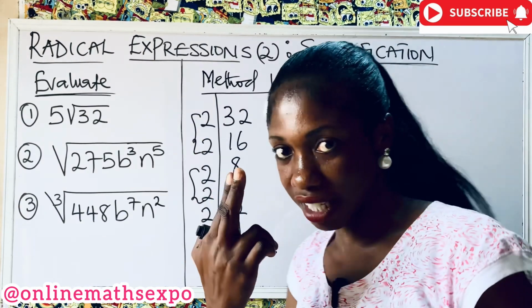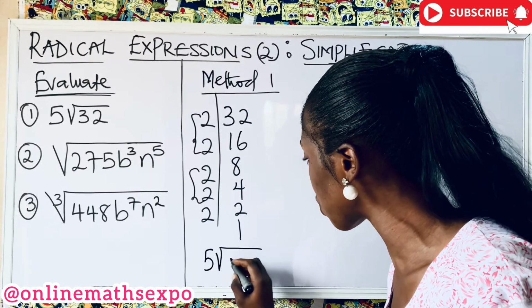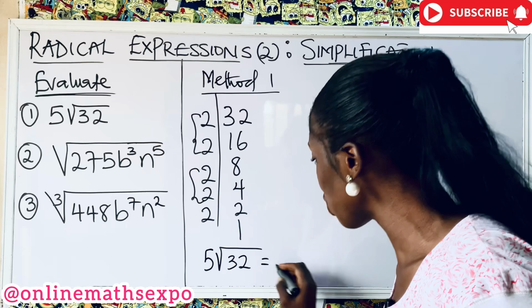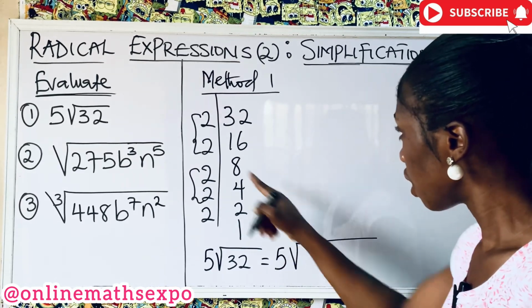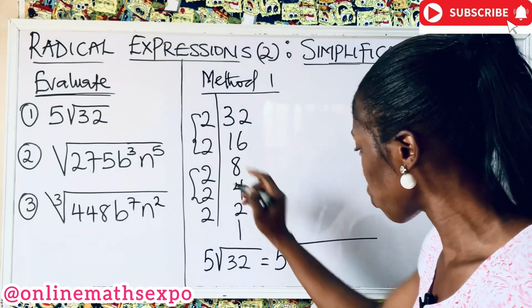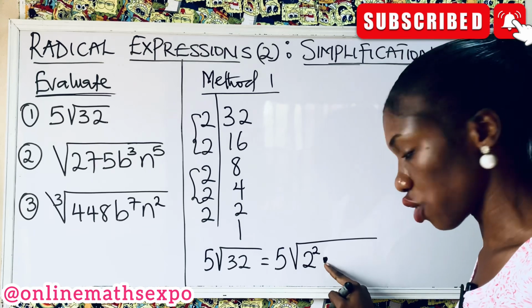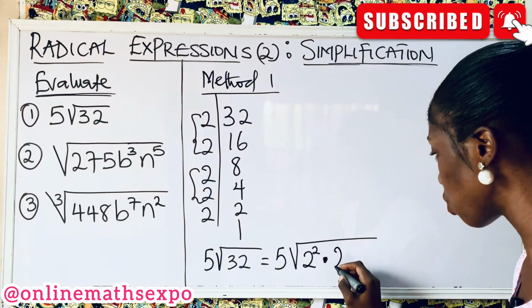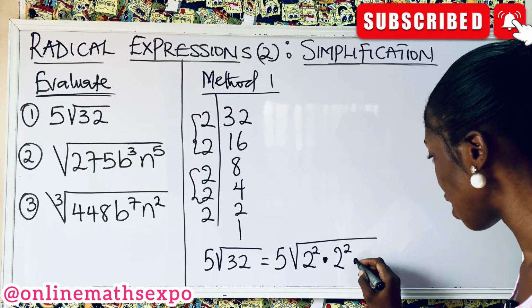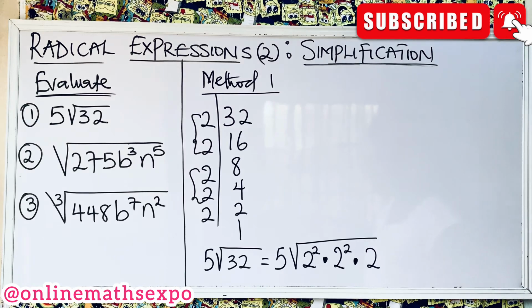Pair them. In that case, when you have 5 root 32, it's going to give you 5 root, then watch, this is 2, so you have 2 to the power of 2. You use your multiplication. This dot shows multiplication. This is also 2. I hope you can see that. Then this is 1.